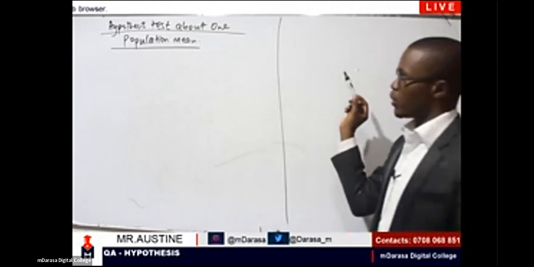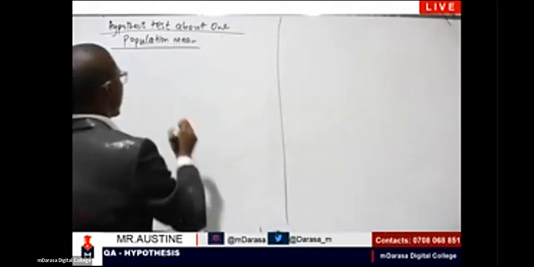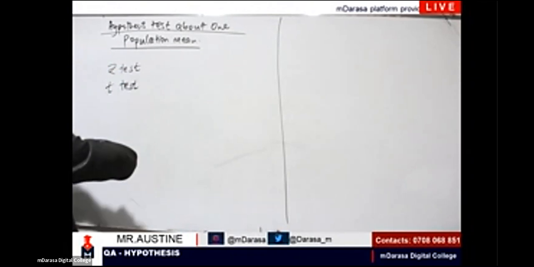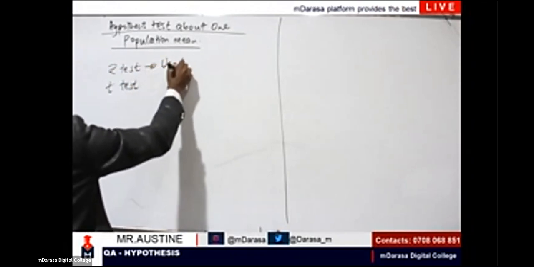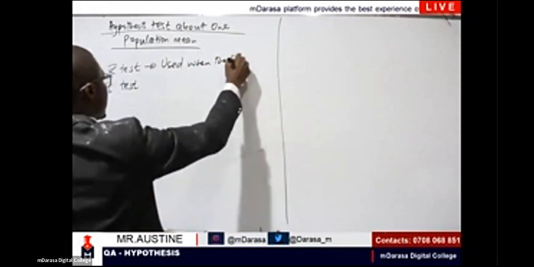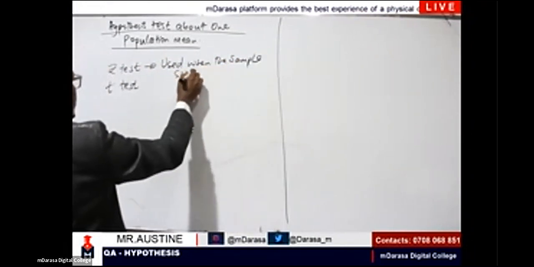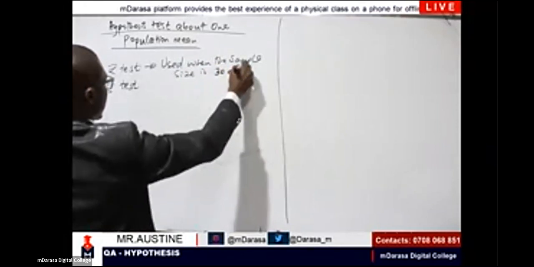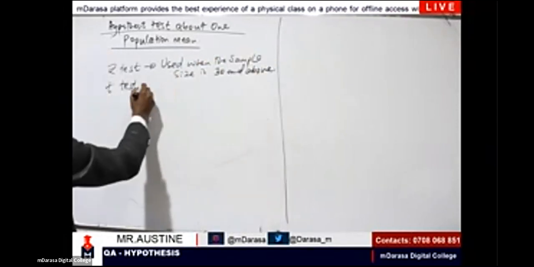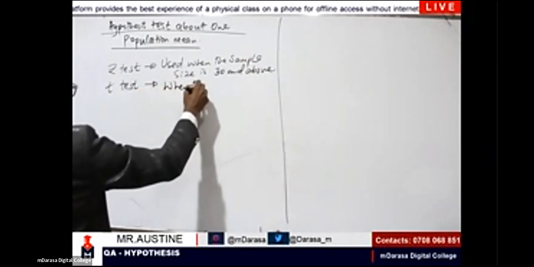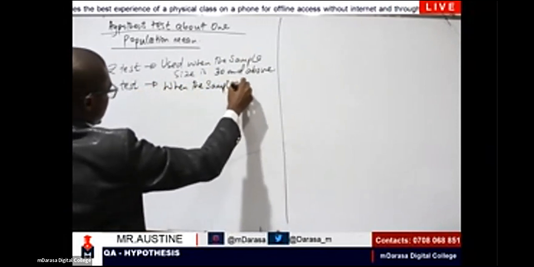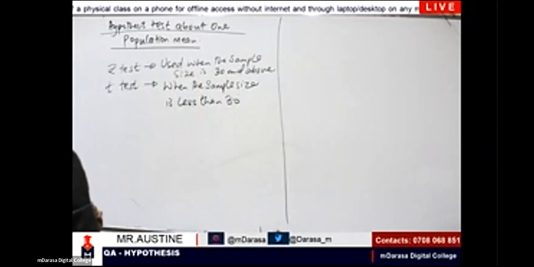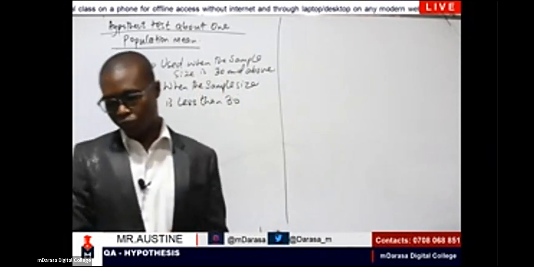So when it comes to hypothesis test about one population mean, we are going to use either the Z-test or the T-test. The Z-test is used when the sample size is 30 and above. The T-test is used when the sample size is less than 30.